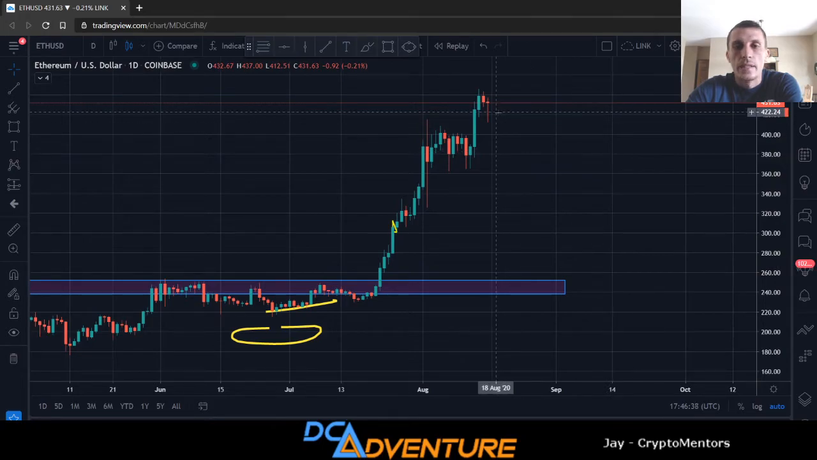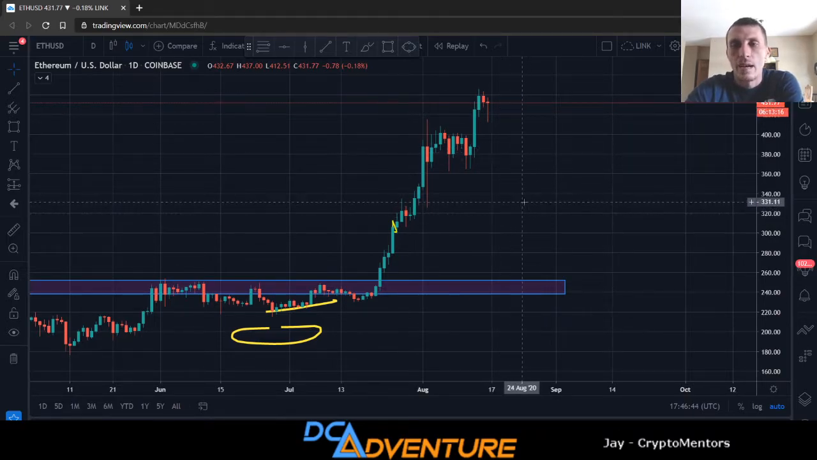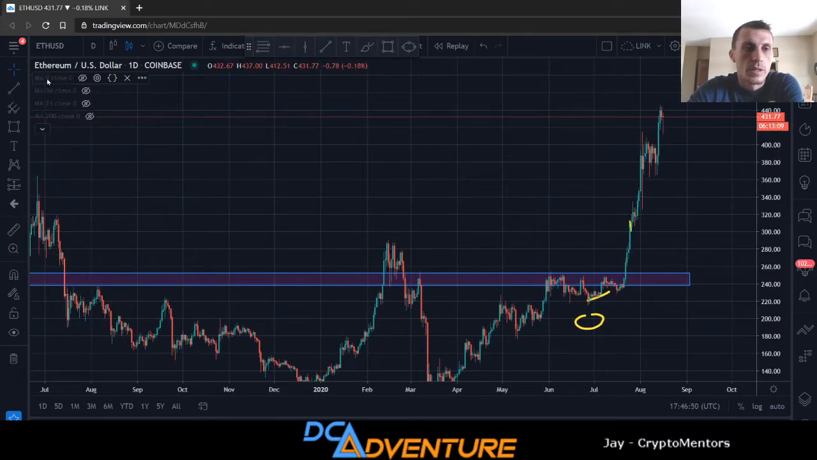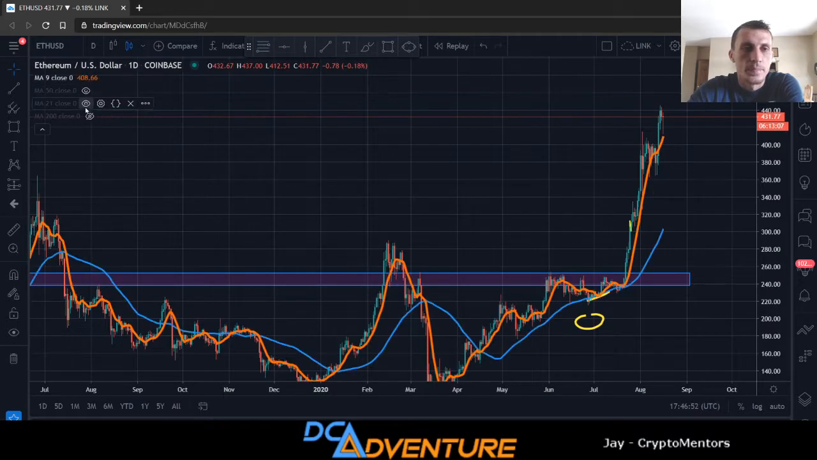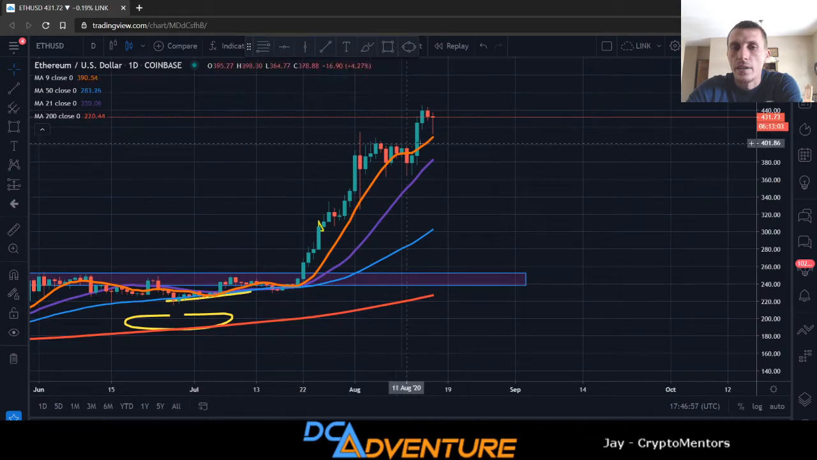Nice dragonfly doji happening there on the daily. If it does stay like this, that's very bullish. We got 6 hours and 13 minutes to the close on the daily candle for Ethereum. So be watching for it, guys. We can turn on our moving averages again. So you can see that we did come down and we hit that 9-day moving average. Hit it, bounced off of it.